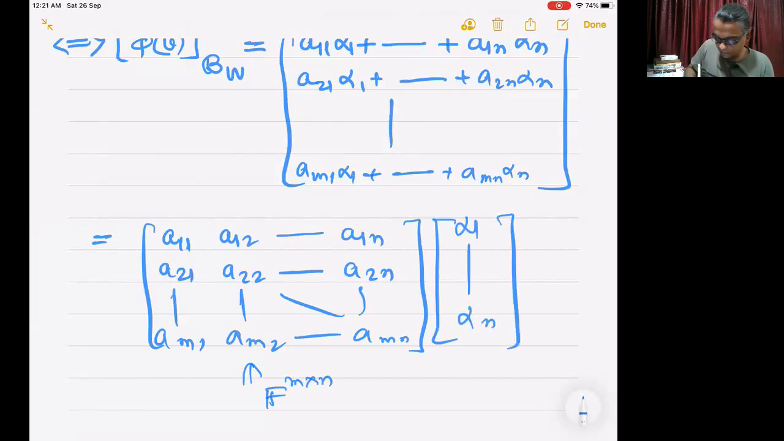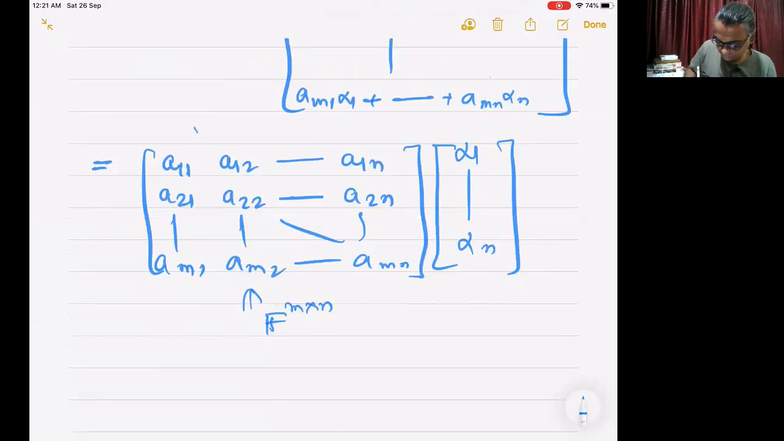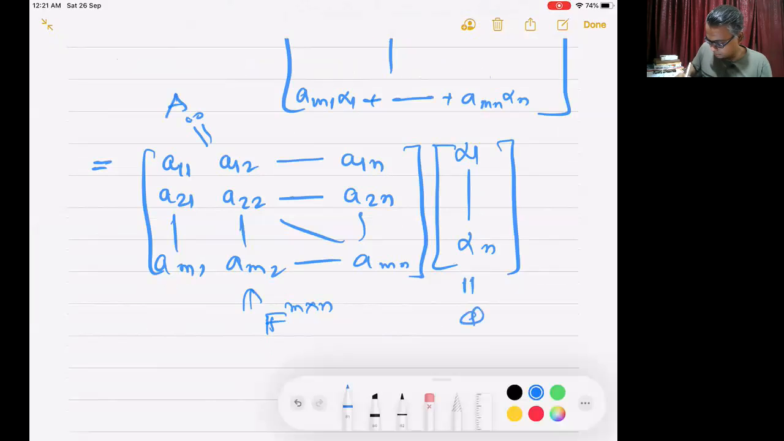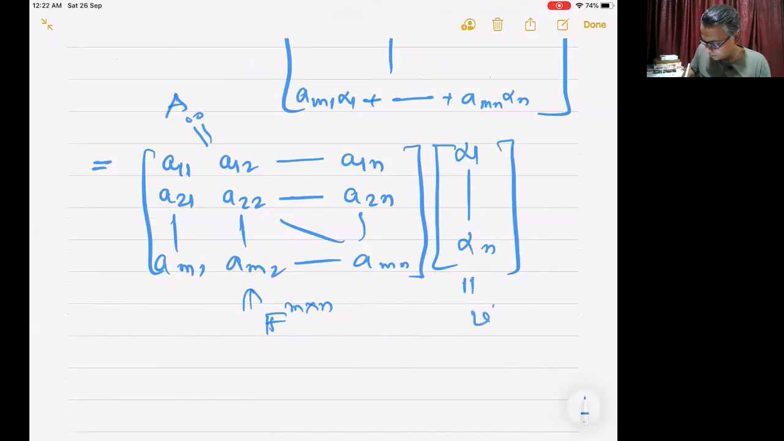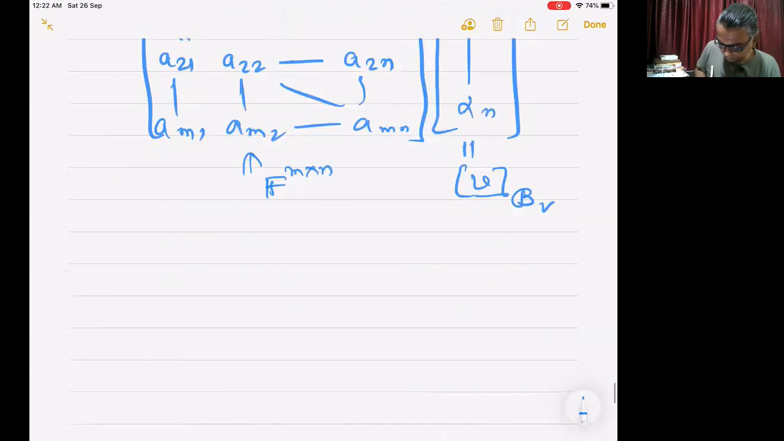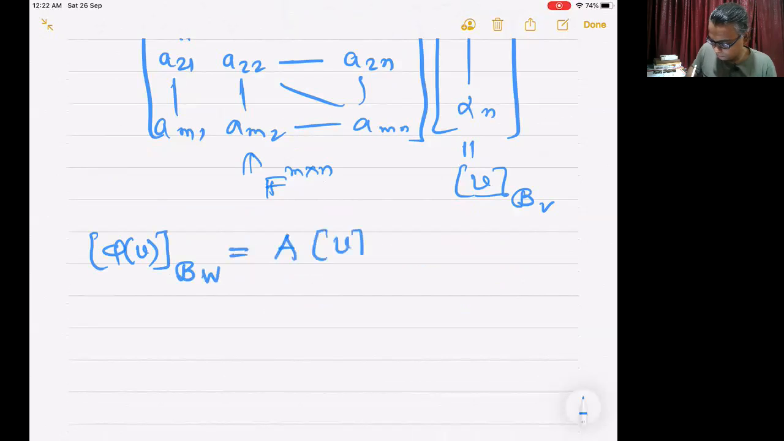Define this to be my matrix A, and note that this is nothing but V's representation in BV. What we get is phi V in BW is the same as A times V in BV. That's it. That is what we wanted to obtain.